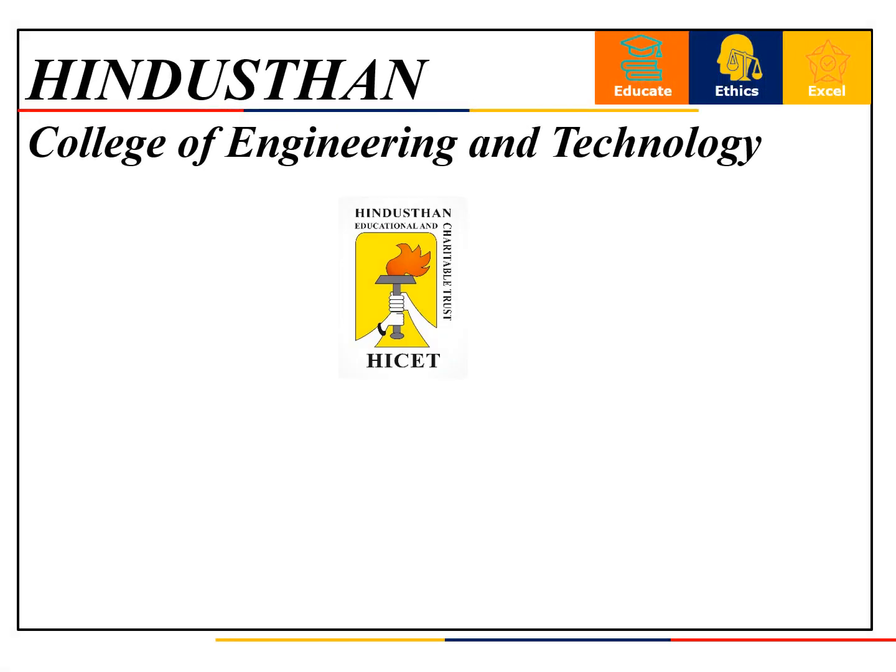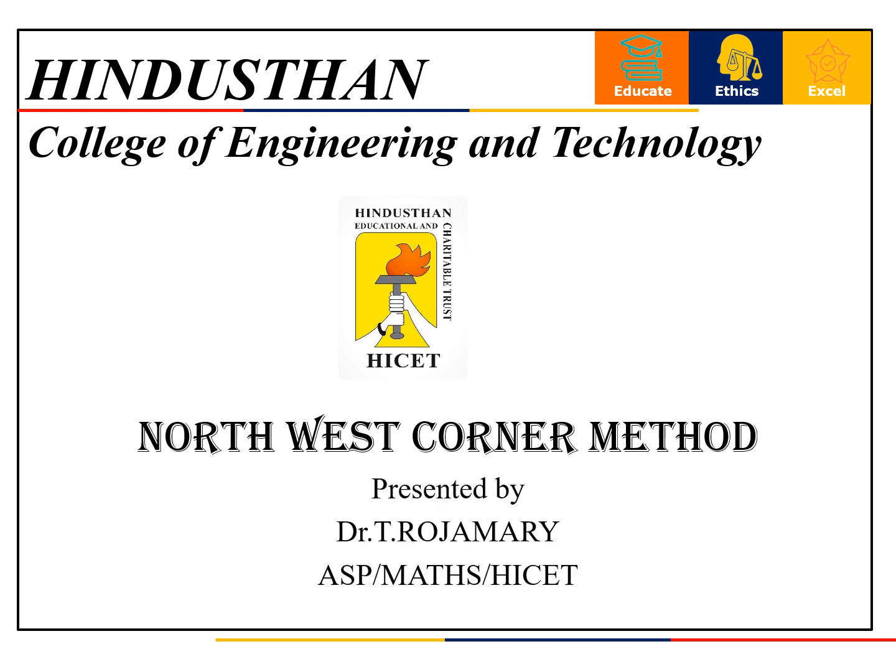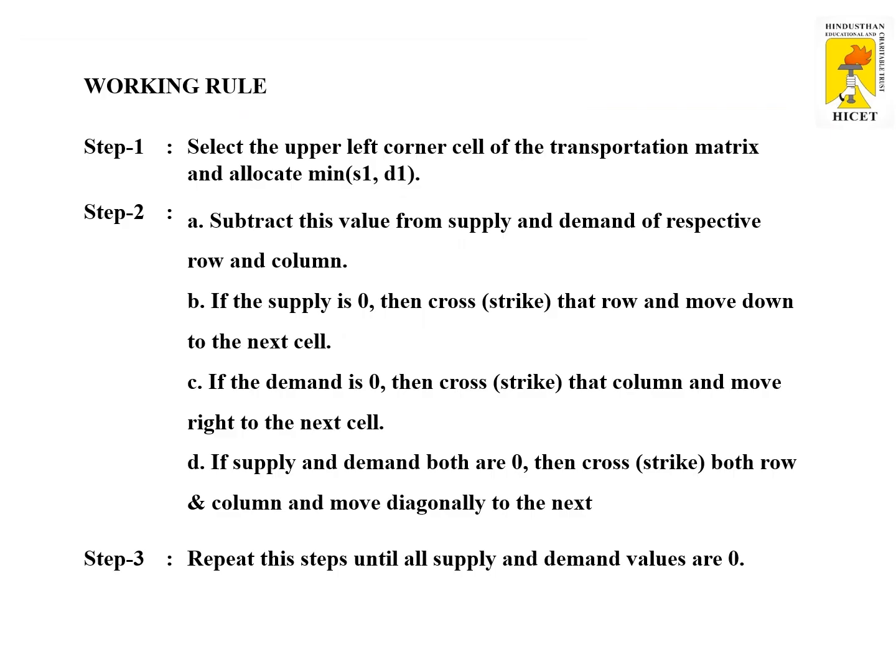In this article, finding the initial basic feasible solution using the northwest corner cell method will be discussed. Now the working rule for the northwest corner rule are: Step 1. Select the upper left corner cell of the transportation matrix and allocate the minimum of S1, D1.